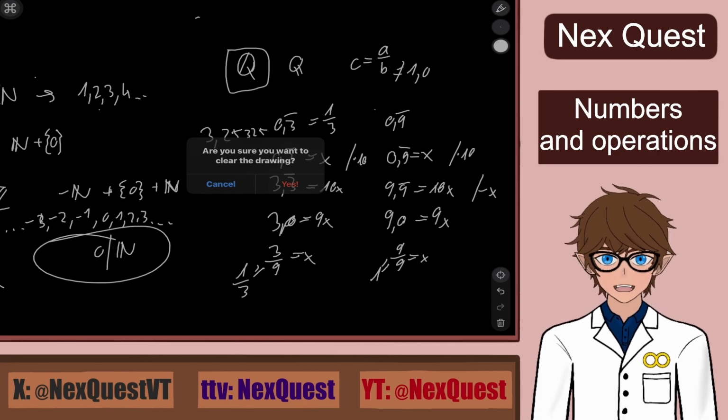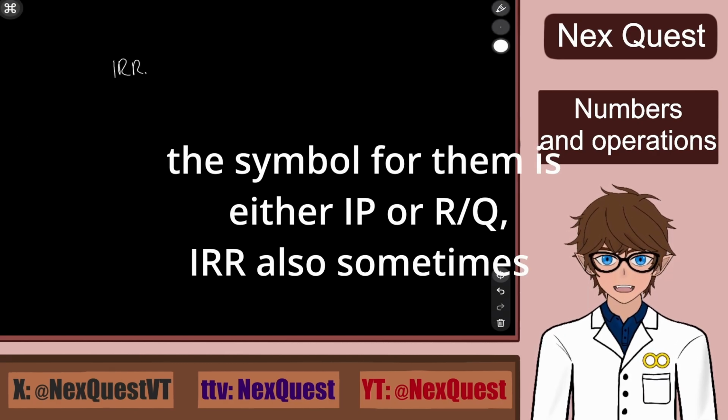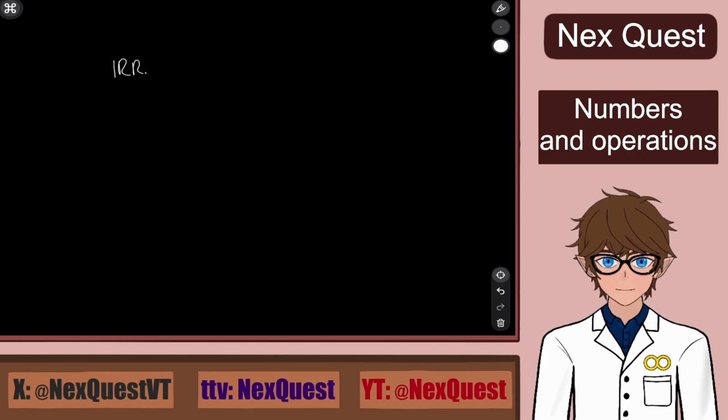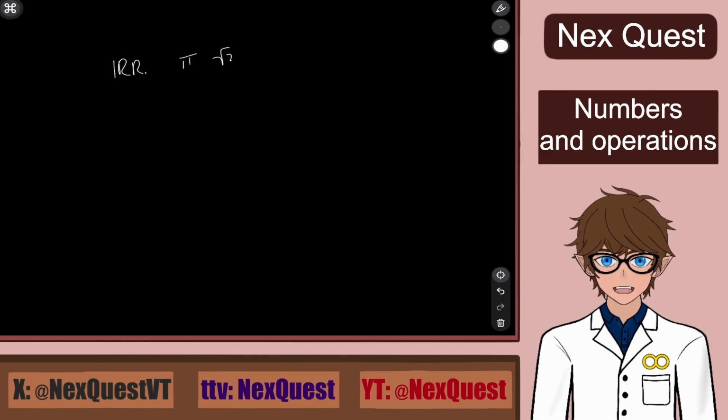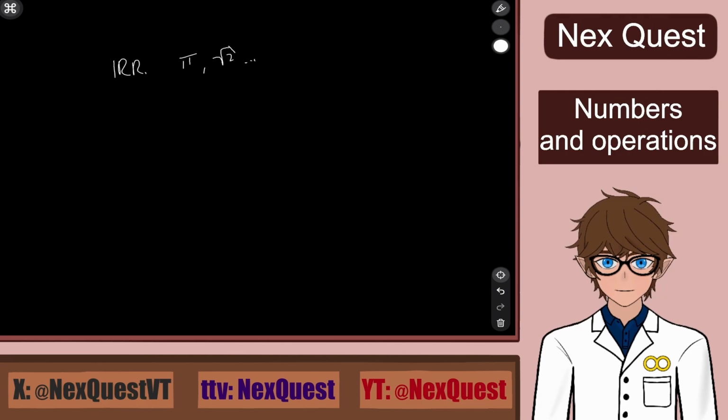I will use IRR for them because I don't remember a symbol. They are the good numbers like pi or root of 2 or many other roots that you can't quite calculate for. Of course, root of 4 is 2, we all know that. But how do we know a number is irrational?